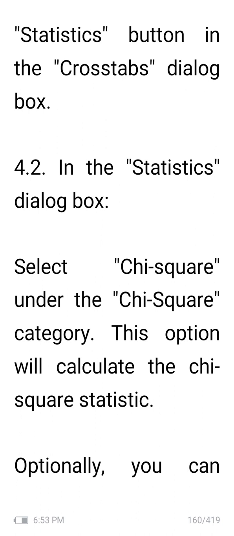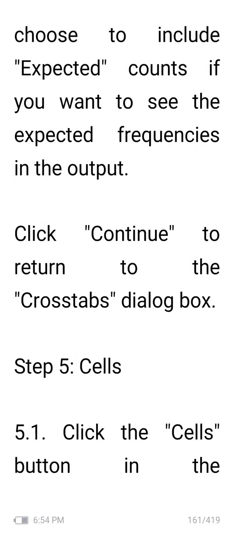Then options. Click the Statistics button in the Crosstabs dialog box. In the Statistics dialog box, select Chi-square. This option will calculate the chi-square statistic. Optionally, you can choose to include expected counts if you want to see the expected frequencies in the output. Click Continue to return to the Crosstabs dialog box.